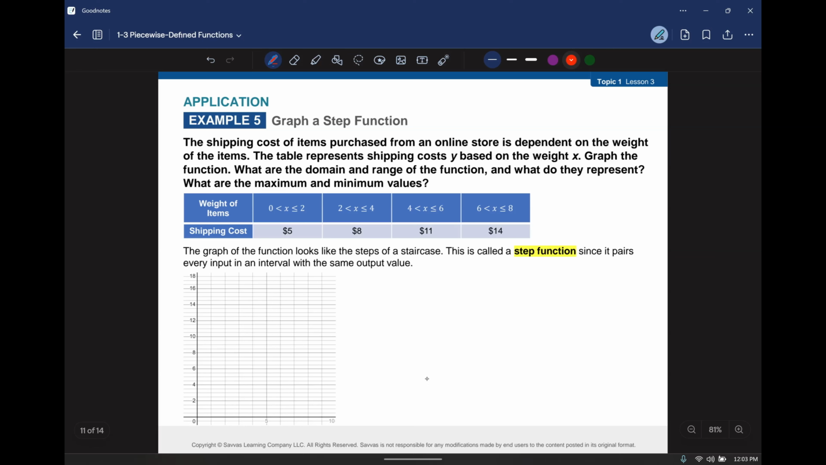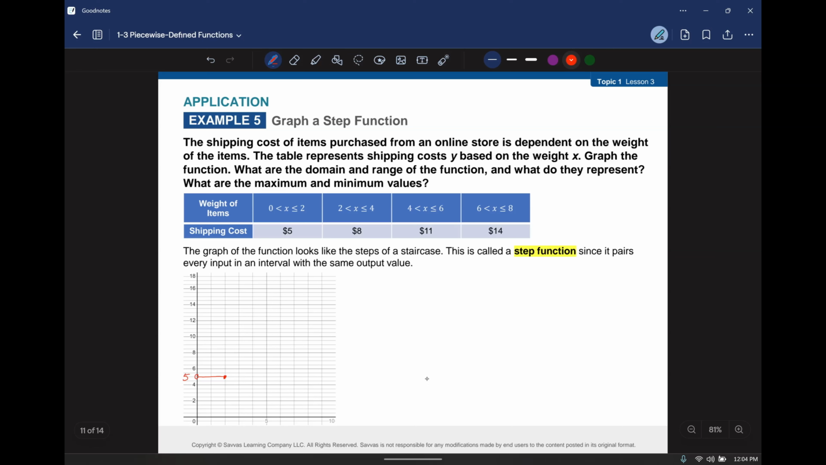We call this a step function because when we graph it, it's literally going to look like steps. So I know that if my weight is from 0 to 2, it's going to be a flat $5. So on my graph, I'm going to go from an x value of 0 to an x value of 2, and I'm going to graph it at 5. It's a flat line. So open circle at 0, closed circle at 2, draw the line. And again, I'm at 5 right there.